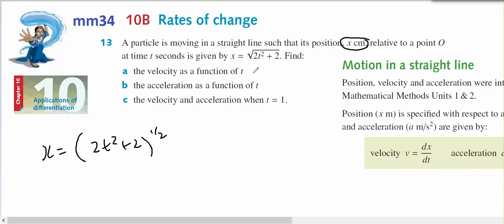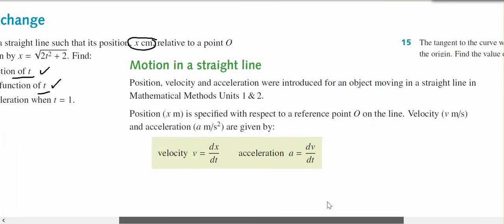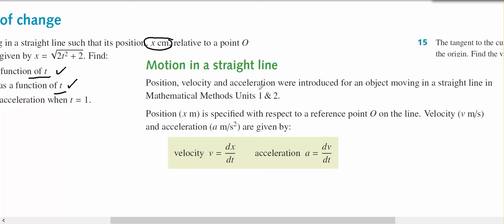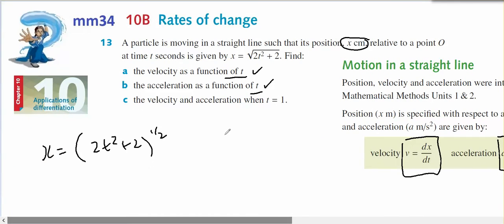I'm asked to find the velocity as a function of t, the acceleration as a function of t, remembering that this is position as a function of t, and then the velocity and acceleration when t equals 1. Looking at the textbook, velocity is the derivative of position, and acceleration is the derivative of velocity. Since I've been given position, if I take the derivative dx/dt, that will be velocity, and this one is dv/dt.